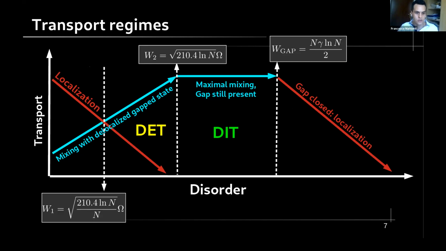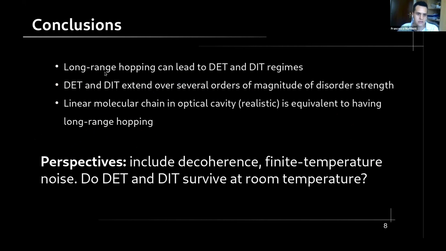So at some point, a crossover is reached that we are able to estimate, and beyond this crossover, which is W1, we have the disorder-enhanced transport where, on increasing disorder, the mixing between localized states and the gap state increases, and so the transport properties of the system increase. Then a maximal mixing is reached when the localization length becomes equal to the lattice step in the chain, and then ultimately for large disorder, the gap is closed, and localization kicks in again, destroying the transport. So this is our intuition behind what we have seen.